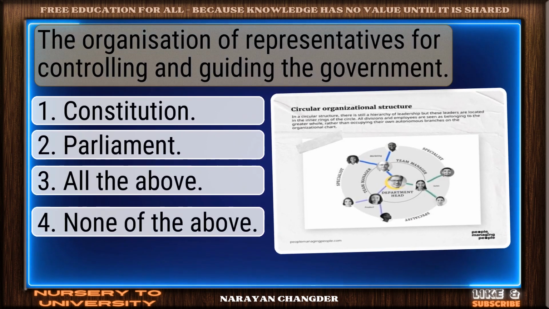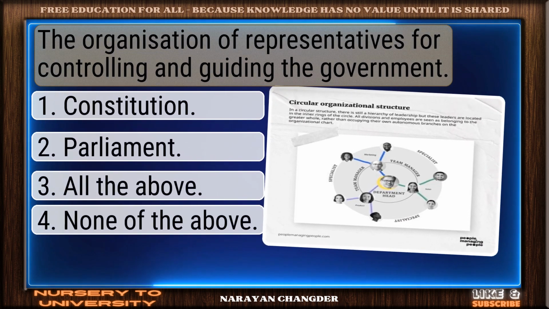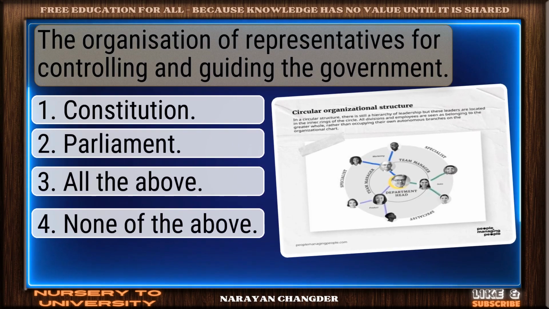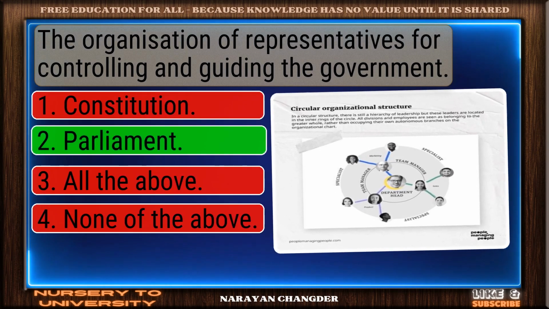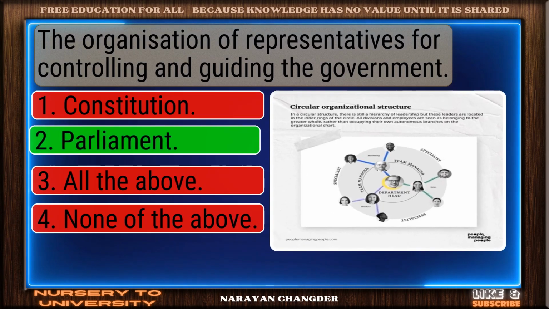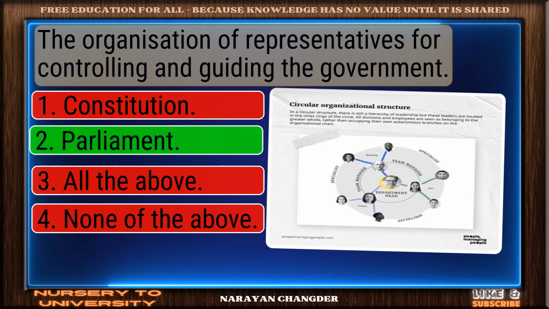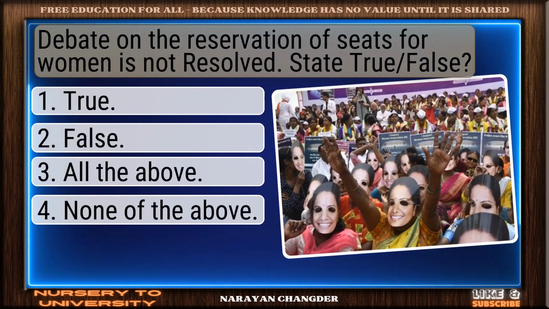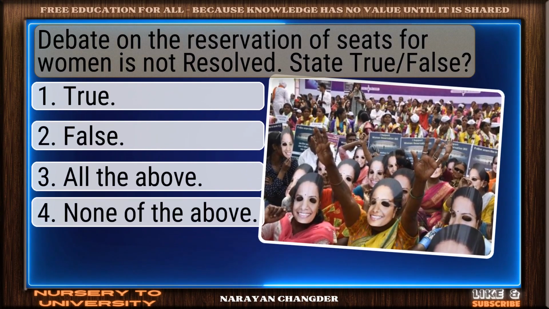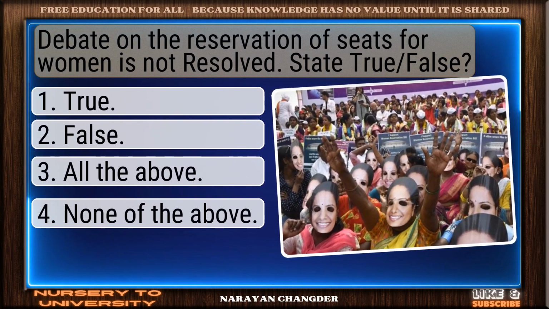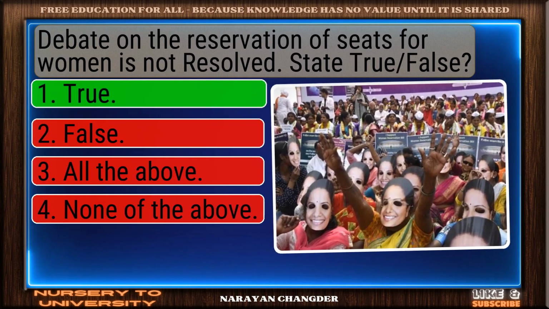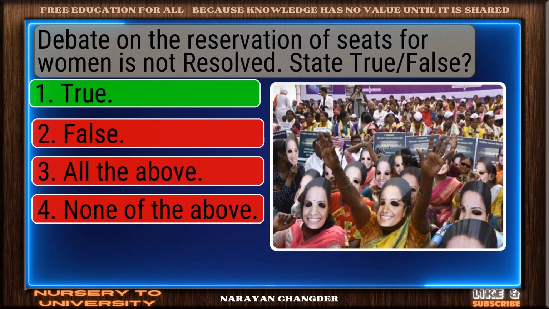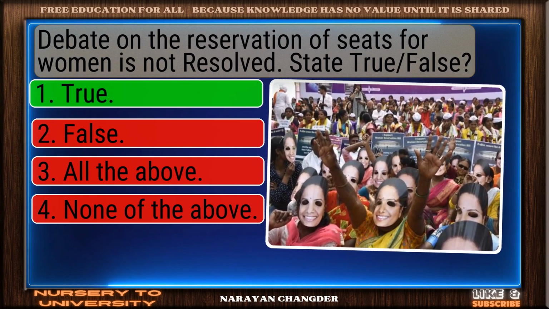Question number 43. The organization of representatives for controlling and guiding the government. Correct response. Parliament is the most accurate answer. Question number 44. Debate on the reservation of seats for women is not resolved. State true, false. Exactly. True makes sense, and it is the right choice.